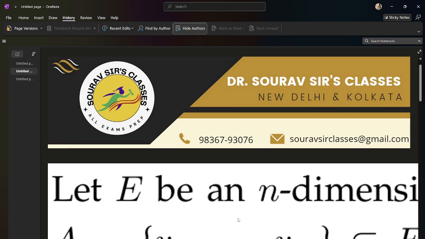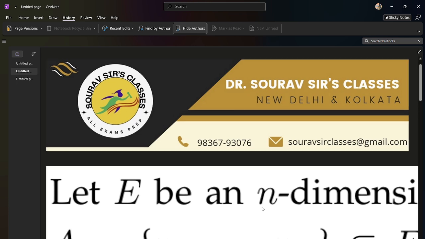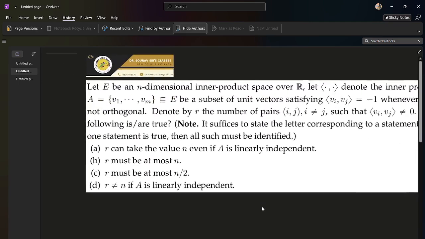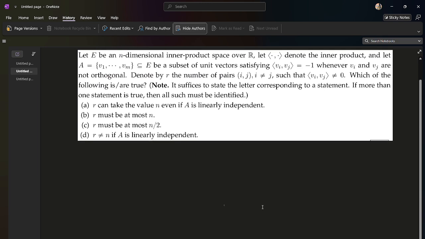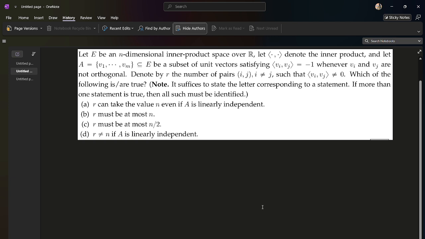Okay, so now I am going to solve a problem which appeared in our National Board for Higher Mathematics previous year question of 2024. And the question is telling us: let E be an n-dimensional inner product space over R. Let this denote the inner product, and let A equals {V1, ..., Vm} be a subset of E of unit vectors satisfying the inner product of Vi, Vj equals -1 whenever Vi and Vj are non-orthogonal.